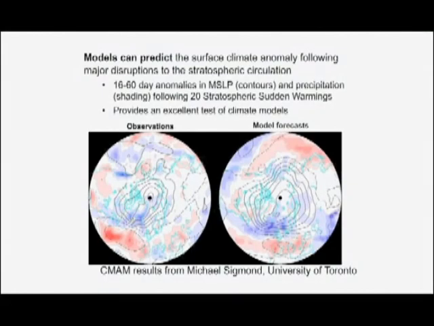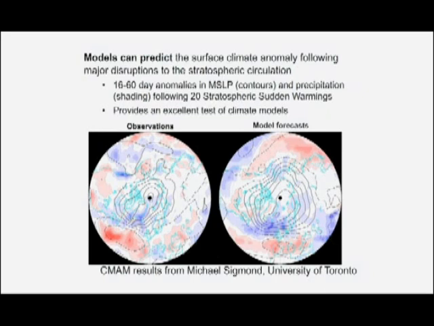So it's been known for a long time from these sort of plots that this is possible, and actually models have begun to get that right. This is a result from our Canadian models, the Canadian Middle Atmosphere Model it's called, from Michael Sigmund at Toronto. What's shown here is observations of mean sea level pressure, that's the contours, and precipitation, which is the color shading, following the most dramatic events, which are called stratospheric sudden warmings, of which there are about 20 in the observational record here. So this is the surface conditions between 16 and 60 days after a sudden warming happens.